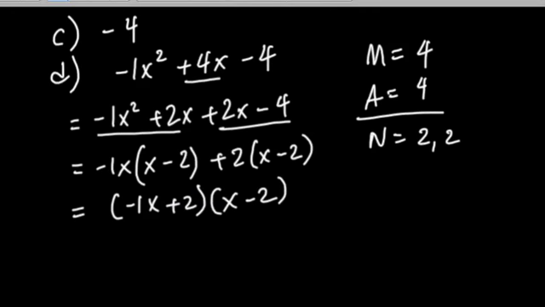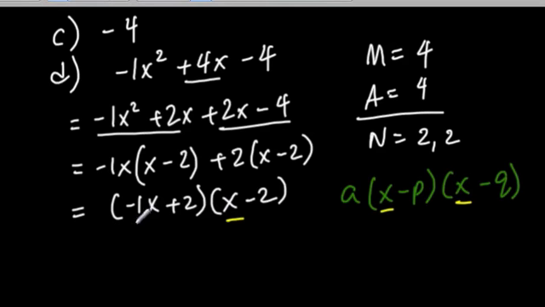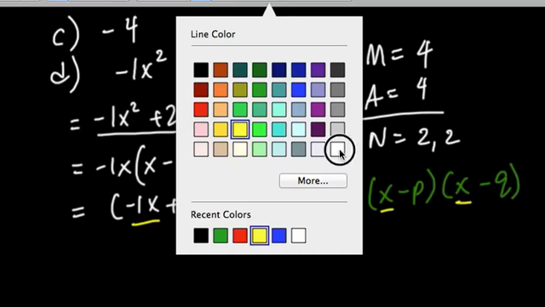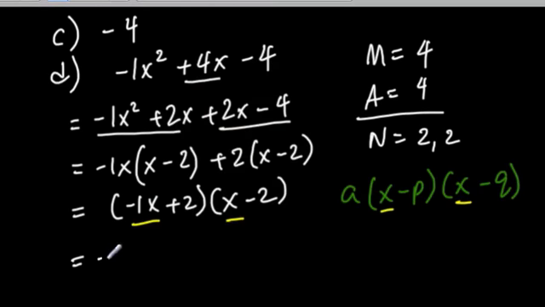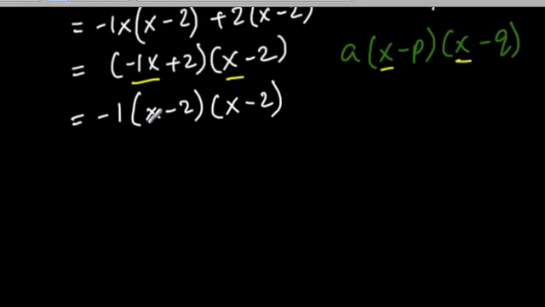Now remember that what we want is a(x minus p)(x minus q). This is the form that we want, and we want our x's to be positive. So over here the x is positive, so that's fine, but here it's not. So what we want to do is factor that -1 out. So in order to factor that out, put -1, x minus 2, and x minus 2. And that's how we factor it out. So this is the factored form. All right? So make sure you always make sure that the x's are positive, because that's what we desire.